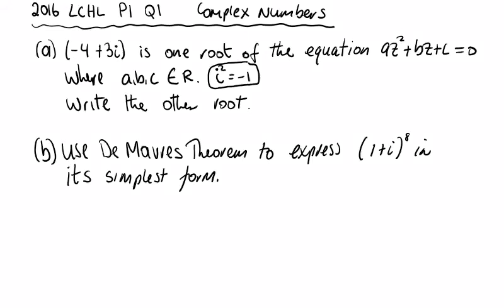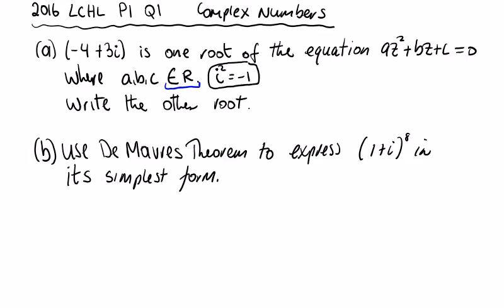2016 Leaving Cert Higher Level Paper 1, question 1 is complex numbers. Minus 4 plus 3i is one root of the equation az squared plus bz plus c, where a, b and c are elements of the real numbers. It's very important. Write the other root.